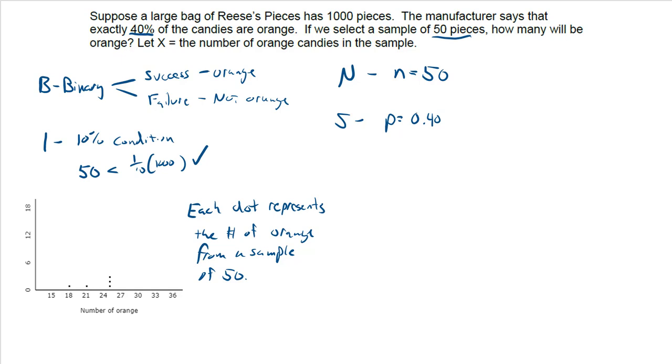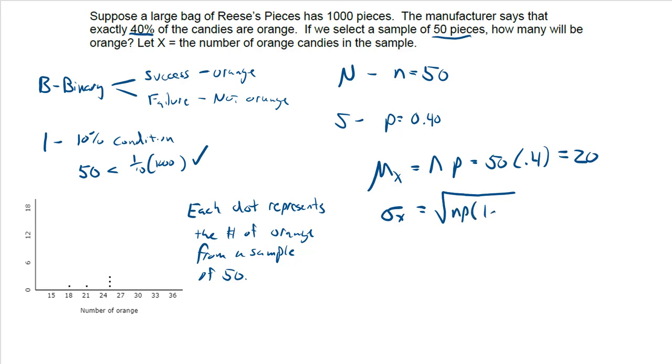Now, let's think about this. What would be the mean and the standard deviation of this distribution for the X, in other words, for our orange candies? Well, our mean of X, you should remember, is n times p, in which case we had 50 times our probability, which is 0.4, which should give us 20. For our standard deviation, we should have the square root of n times p times 1 minus p. So that should give us the square root of our sample size of 50, times a probability of 0.4, times 1 minus p, which is 0.6, right? And this should give you 3.46.